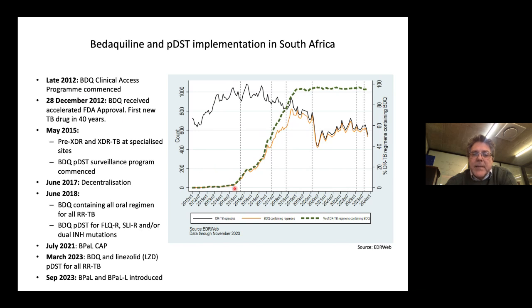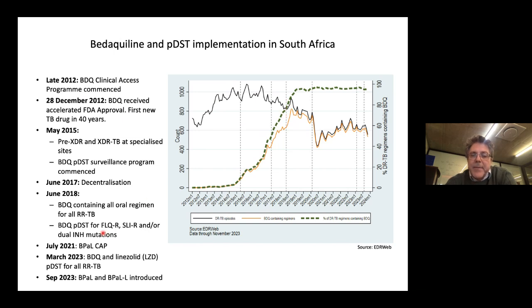And what we see is that we started off in the clinical access program with fairly small numbers, and then in May 2015, we implemented bedaquiline for pre-XDR and XDR at specialized sites, and we began the bedaquiline drug sensitivity surveillance program. In June 2017, we started the process of decentralizing the management of MDR TB, and by June 2018, we had an all-oral regimen for rifampicin-resistant TB containing bedaquiline.